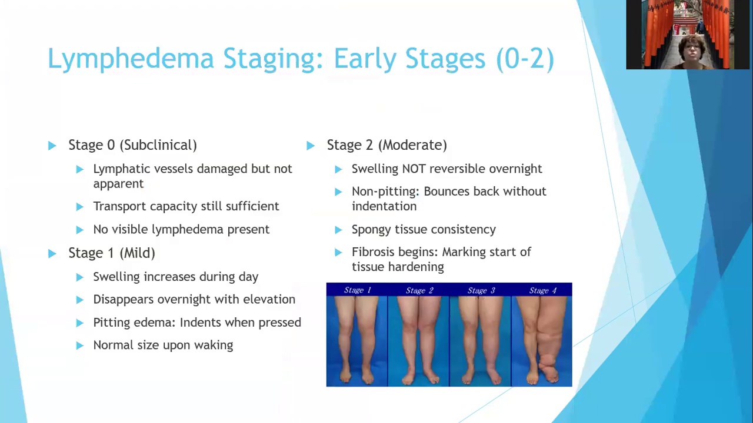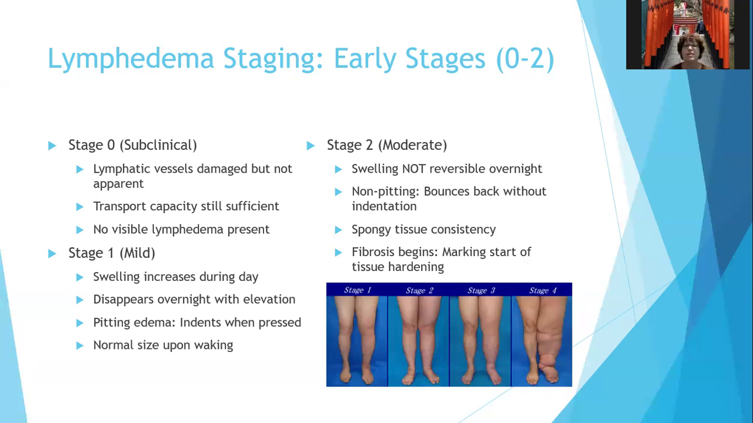So the early stages are 0 to 2. Stage 0 is subclinical, so you have lymphatic vessel damage, but it's not apparent, and it still has enough transport capacity that you don't have any visible lymphedema present. So that's probably someone who has primary lymphedema and it hasn't started to manifest itself yet. Stage 1 is considered mild, and that's where swelling increases during the day and disappears overnight with elevation of the legs. So the pitting edema means it indents when it's pressed and it stays indented for a little bit of time. And when you wake up after lying down all night, it looks normal.